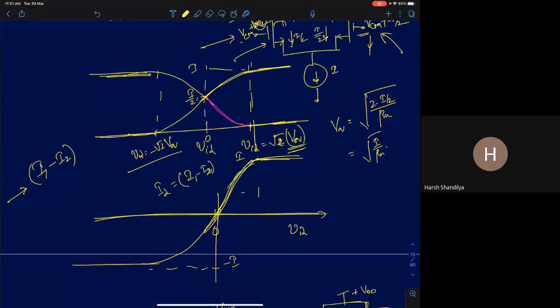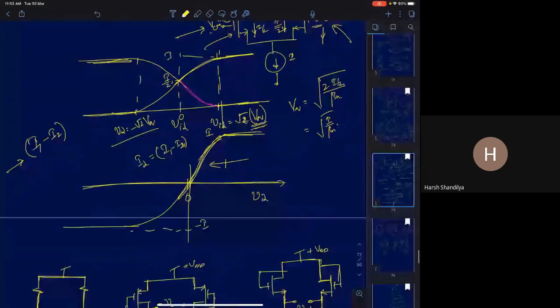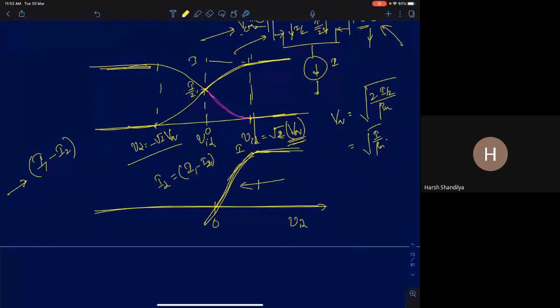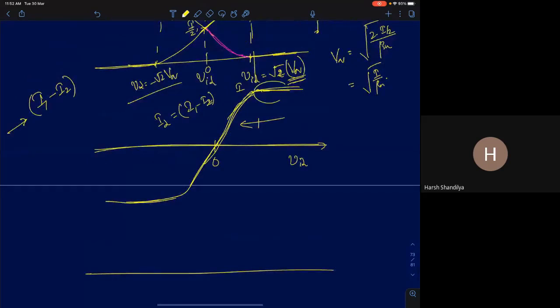What do you think will be the slope of this graph? What will the slope of this graph give me? The differential transconductance, right? It's a differential transconductance. So what is the slope of the graph in these regions? 0, right? Even if the input is changing, there is no change there. So it will be 0 here. And at the origin, you will have the maximum slope. So the graph will look something like this.